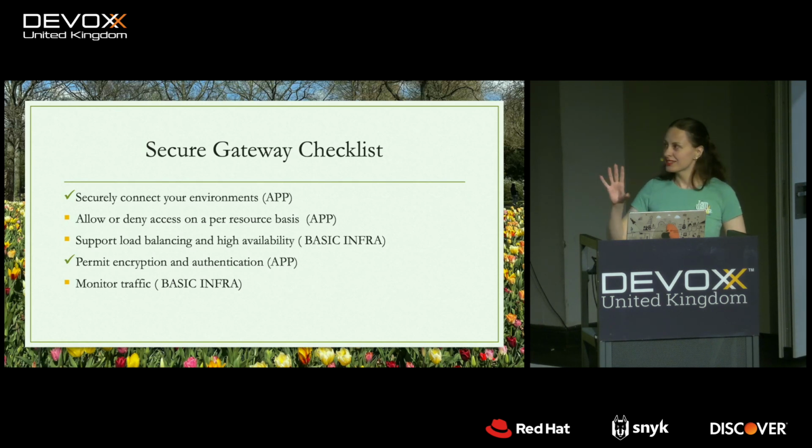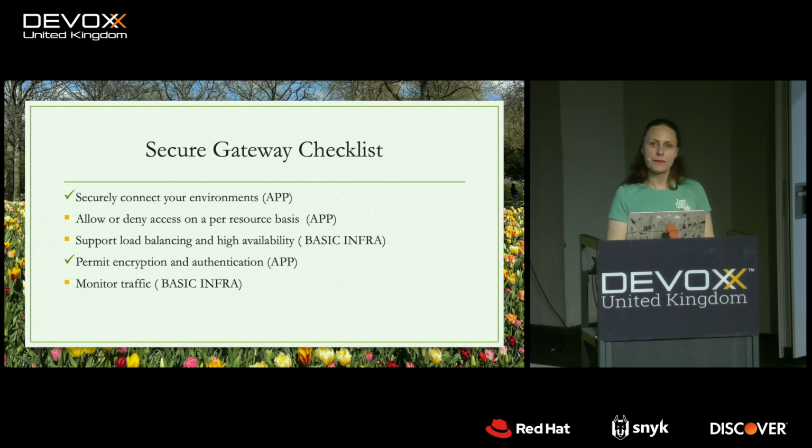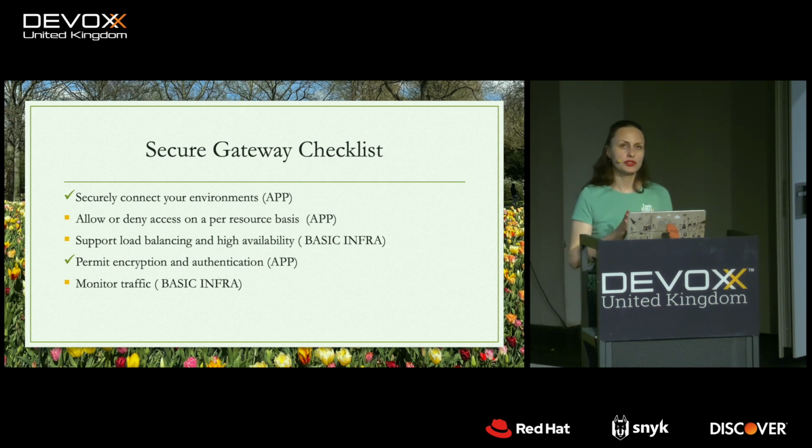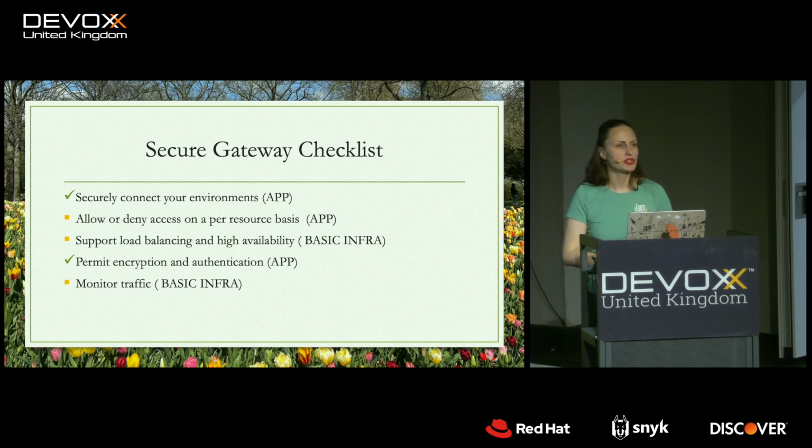So if we're looking at the solution that we have so far, we have securely connected environments. We allow encryption and authentication at application level. But there are some things that are not so great, meaning, well, we can allow or deny access to resources at application level.